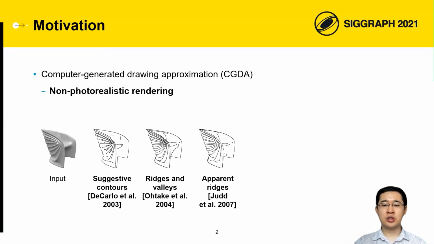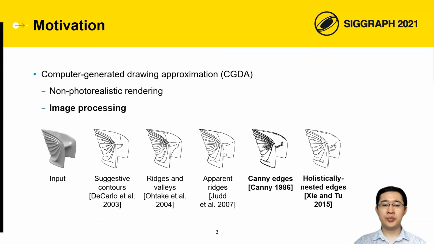Computer-generated drawing approximation, or CGDA in short, can be divided into non-photorealistic rendering that takes a 3D mesh model as input, and image processing that takes a 2D raster image as input. Some widely used methods are suggestive contours, regions of valleys, apparent ridges, Canny edges, and holistically nested edges.